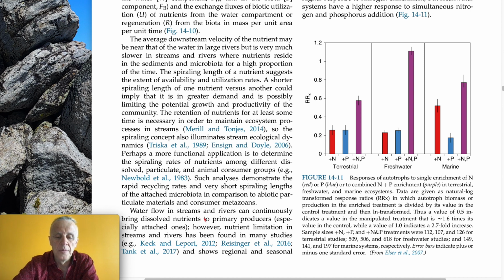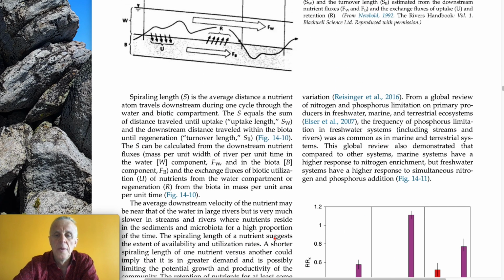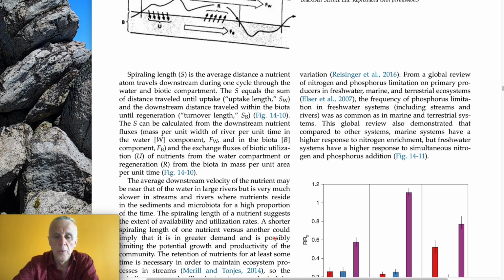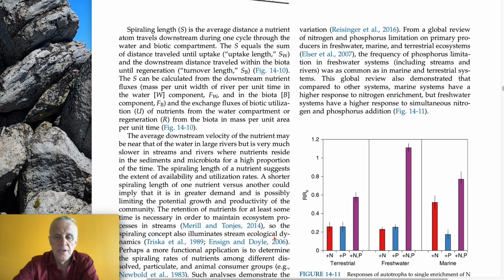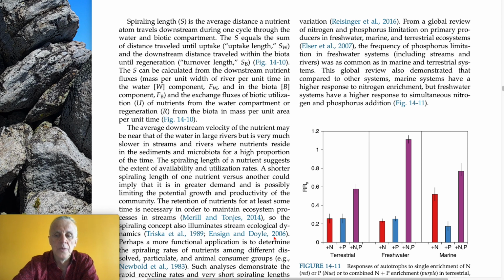Water flow in streams and rivers can continuously bring dissolved nutrients to primary producers, especially attached ones. However, nutrient limitation in streams and rivers has been found in many studies and shows regional and seasonal variation. From a global review of nitrogen and phosphorus limitation on primary producers in freshwater, marine, and terrestrial ecosystems, the frequency of phosphorus limitation in freshwater systems, including streams and rivers, was as common as in marine and terrestrial systems.